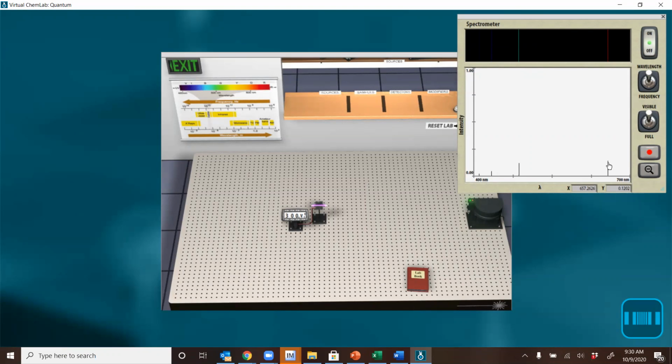So it's looking like 657-ish, somewhere around there. Another way that I can zoom in on just one little window is actually to click and drag across. That's probably close enough for me here. It looks like 656 or 657, somewhere in that range, to the nearest nanometer for that last line.